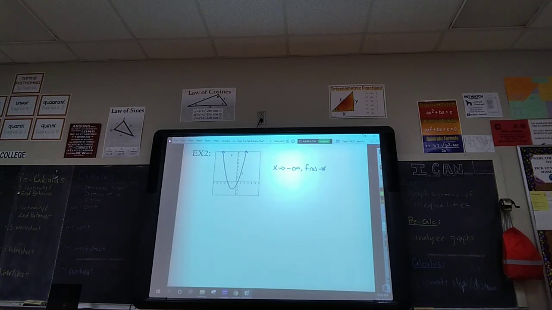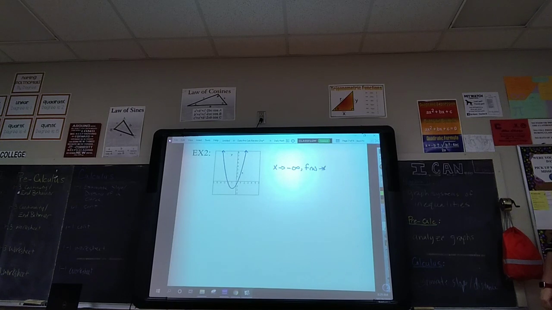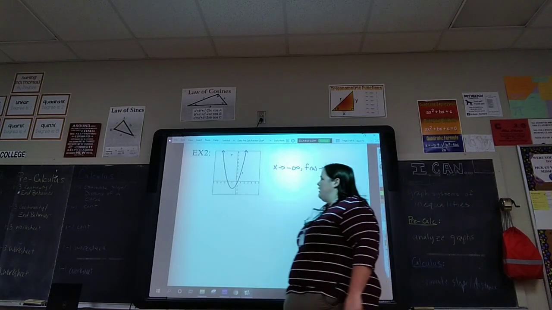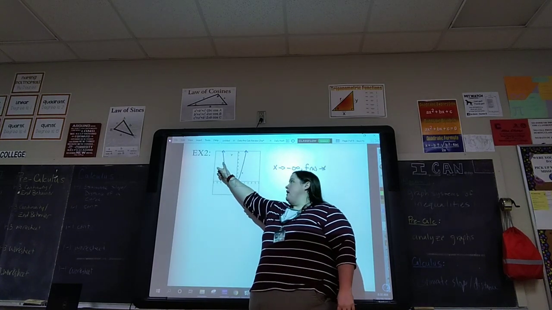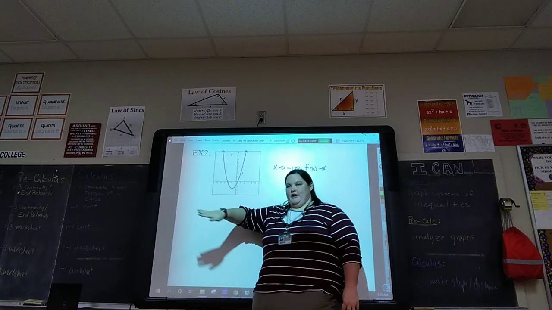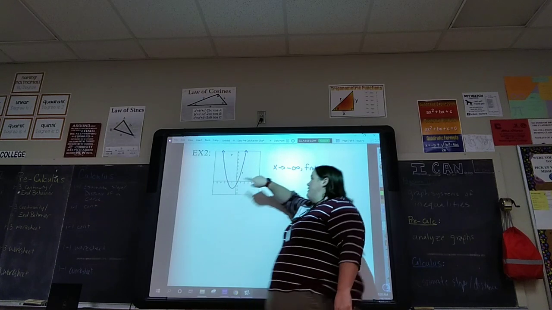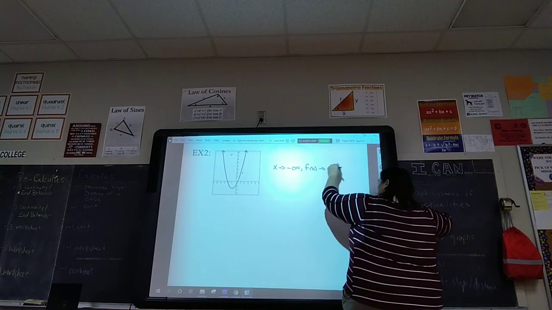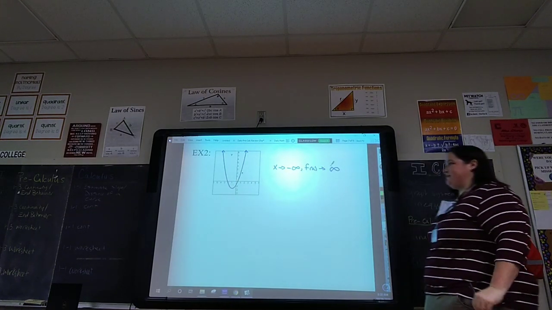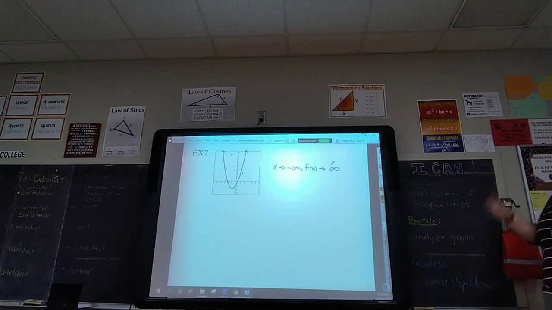We're looking at the left end, so we're looking at the left side of the graph. That's why when you see x approaching negative infinity, we're talking about the left end, which is over here. So is our left end going up, down, or leveling out? It's going up. So we're going to say f of x is approaching positive infinity. Again, when I read that, x is approaching negative infinity, so left end, f of x is approaching positive infinity, it's going up.